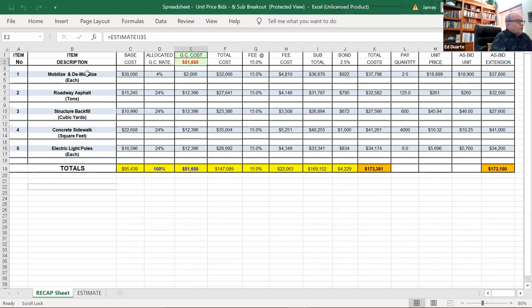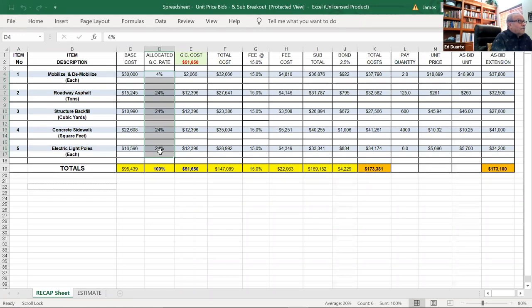So under something simple like MOB and DMOB, I'm going to put just 4% of that. So in column E under GC cost, I took 4% of the 51,650 and allocated $2,066. And then on the big items, the actual work items, roadway, asphalt, structure, backfill, sidewalk, electric light poles, I put in 24% each. These are arbitrary allocations, folks.